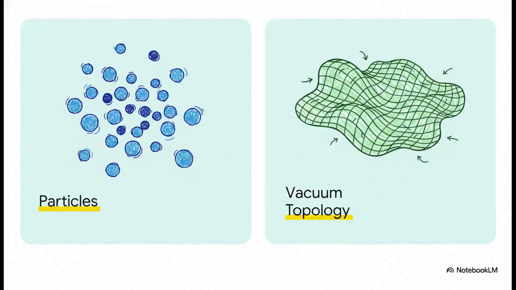Think about the contrast here. In the standard model, the universe is driven by an ocean of unseen particles, specifically cold dark matter particles. But DVFT completely throws that out the window. It replaces particle dark matter with primordial vacuum topology. So the structure actually comes from the vacuum itself, not from invisible particles floating around.